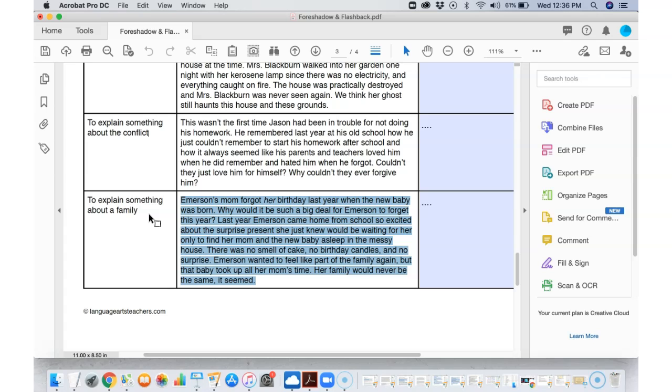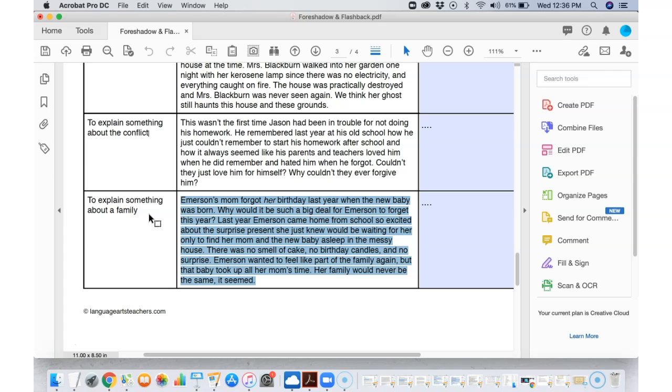Last year, Emerson came home from school so excited about the surprise present she just knew would be waiting for her, only to find her mom and the new baby asleep in the messy house. There was no smell of cake, no birthday candles, no surprise. Emerson wanted to feel like part of the family again, but that baby took up all her mom's time. Her family would never be the same, it seemed.